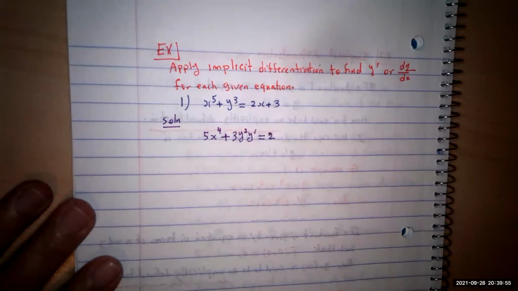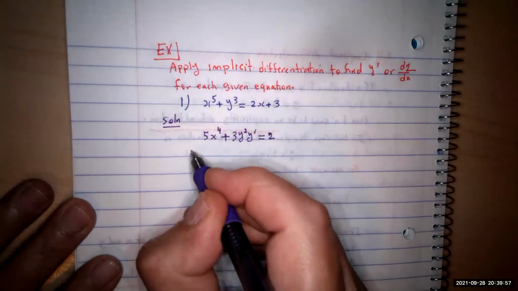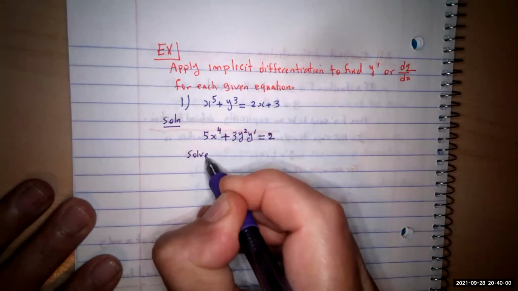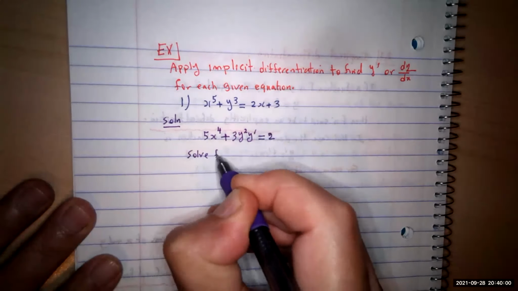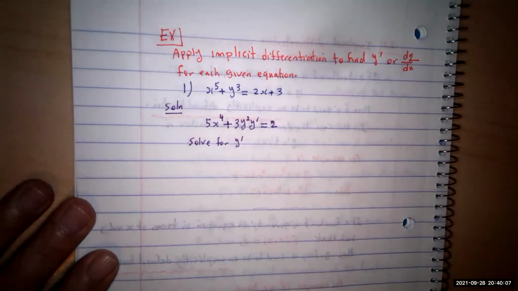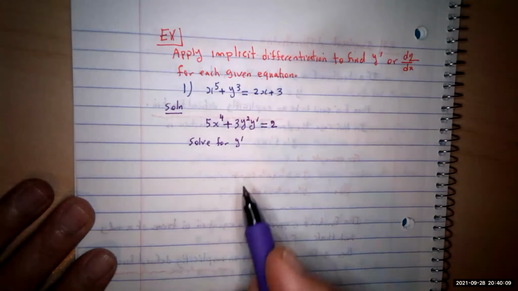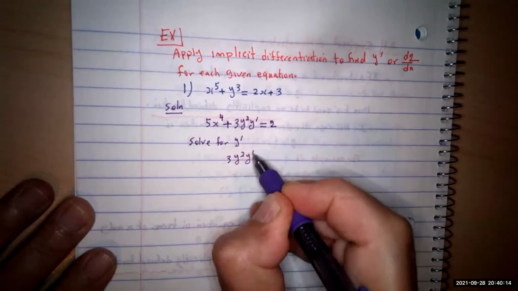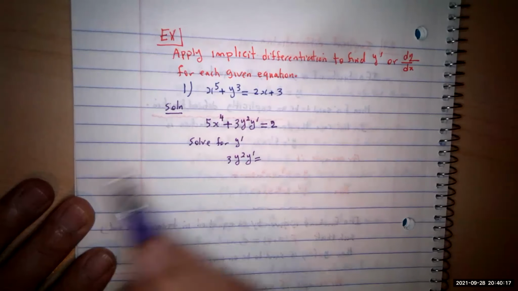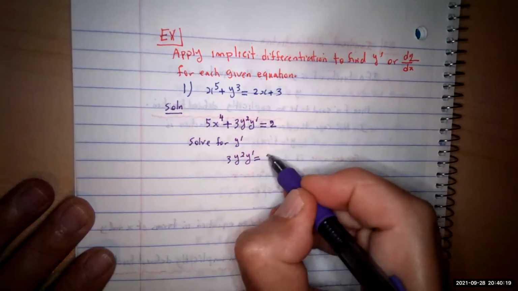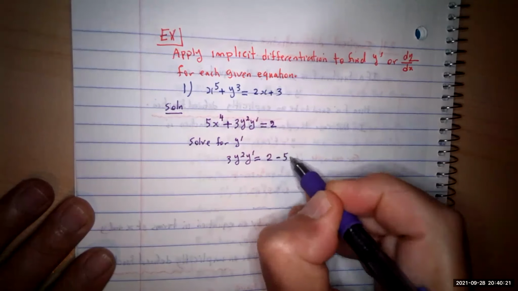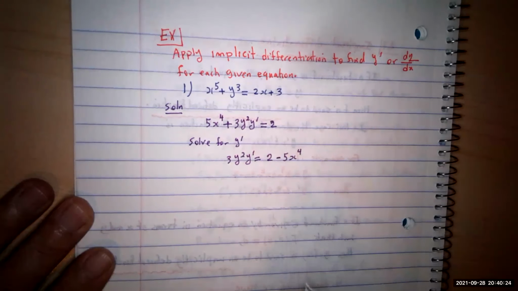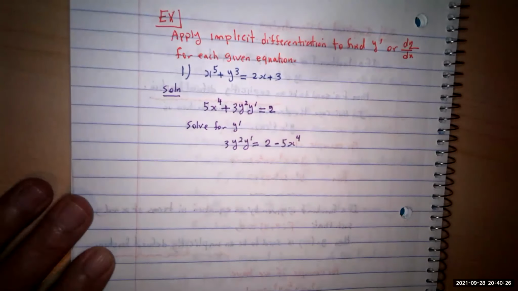Okay, any question? Now we have to solve for y prime. To solve for y prime, you have to isolate the term containing the y prime. So you keep this one, it's going to be 3y squared y prime. Then you have to subtract the 5x to the 4th. It's going to be 2 minus 5x to the 4th. Okay, we isolate the term containing the y prime.